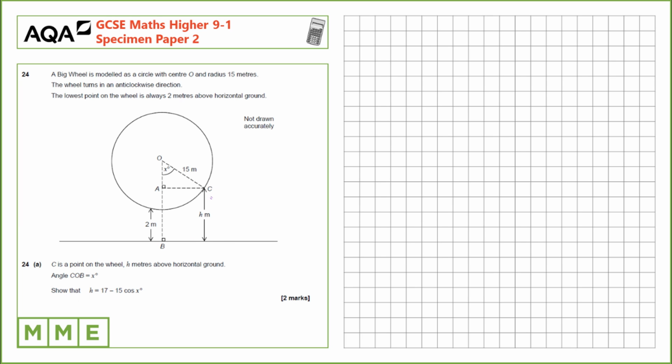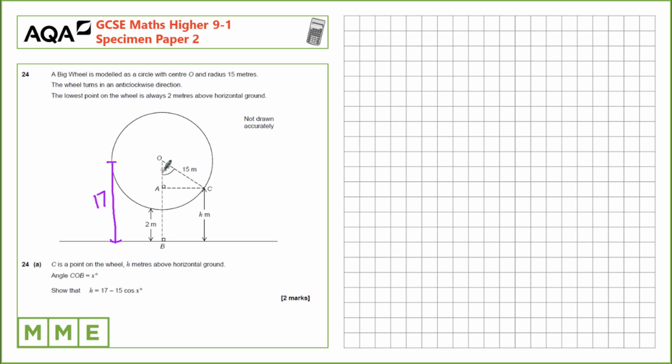So we're looking for this length. In order to calculate that, we'll first need to know this length here and the total length. The total length is quite straightforward. We know the radius is 15, so the distance from O to the edge of the circle is also 15. We just need to add on that 2. That means the distance from O to B is 17.